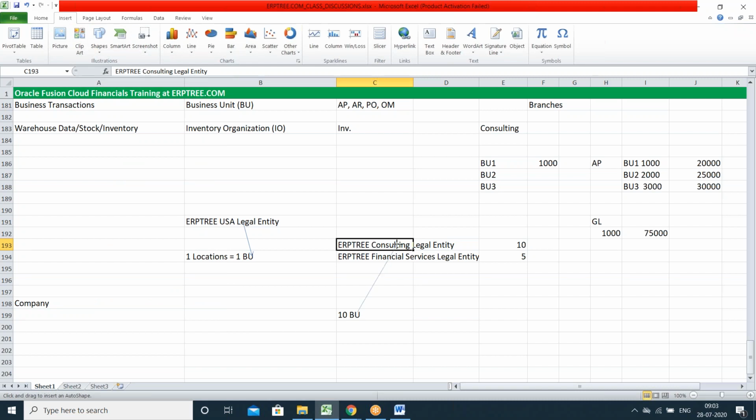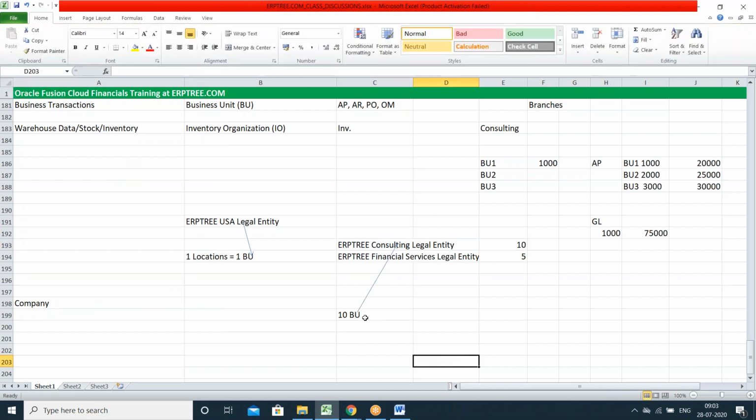Okay. When you create the BU, the system will ask, under which legal entity are you running this BU? It will ask us. Okay, I have to select the consulting legal entity. Then the system will understand that with any one of these BUs, if I create any transaction, within the transaction it will identify that the transaction should be reported to so-and-so legal entity. It will identify automatically.